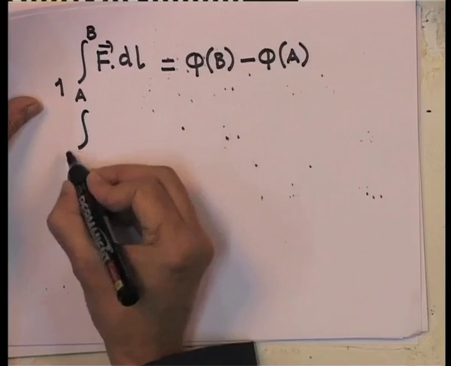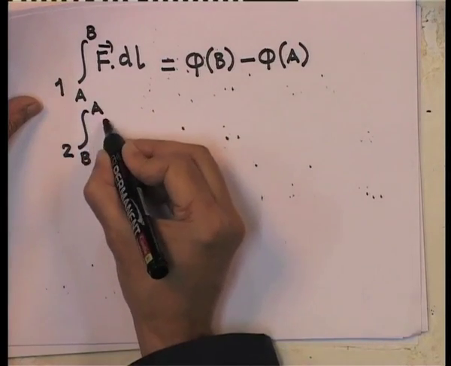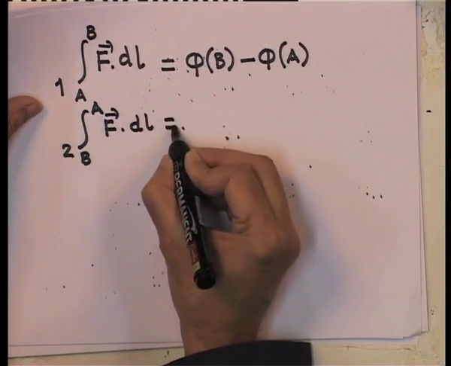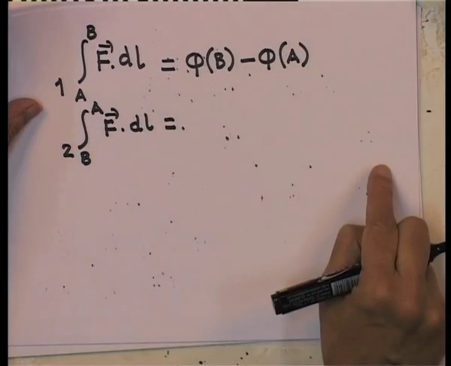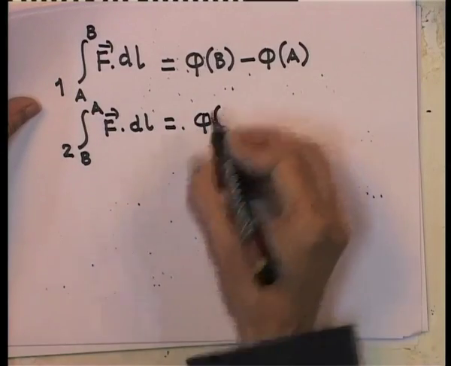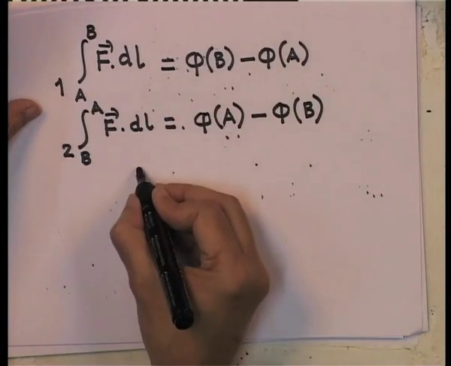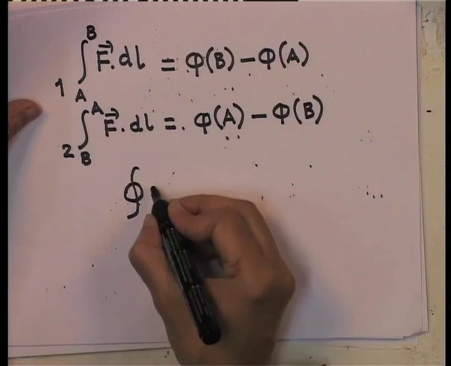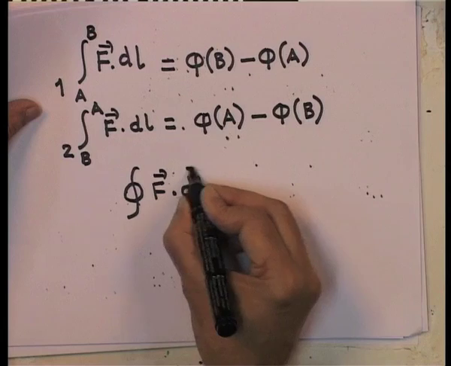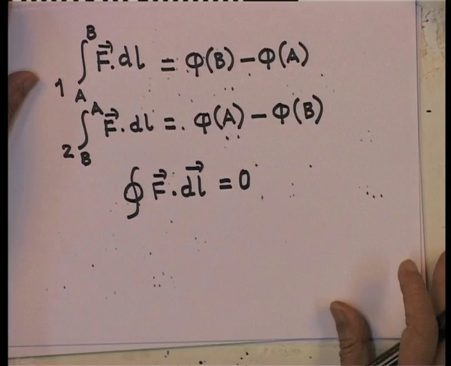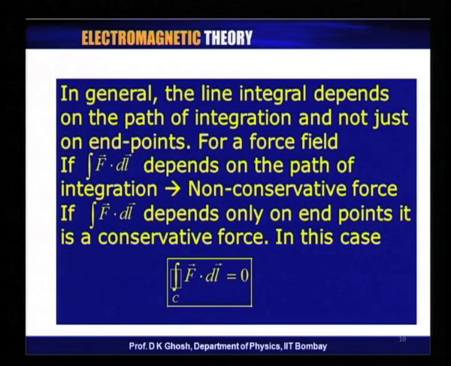Now, when I am going on path 2, I am going from b to a, f dot dl. Once again we have said that it depends upon only the endpoints. So, as a result, this is going to be phi at the upper limit, which is a, minus phi at the lower limit, which is b. Now, add them up, obviously, the integral of f dot dl over the contour is equal to 0. So, for a conservative force, the line integral from A to B depends on only the endpoints, and if you take the force field through a closed contour, the line integral is identically equal to 0.